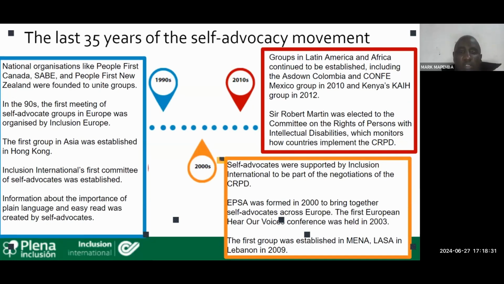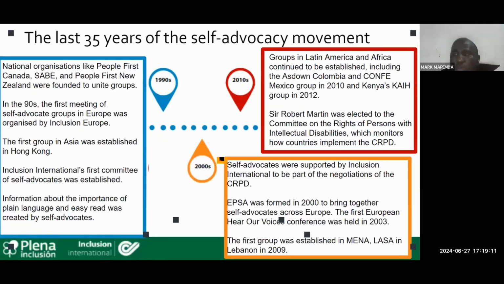Inclusion International's first committee of self-advocates was established. And information about the importance of plain language was created by self-advocates. Groups in Latin America and Africa continued to be interested, including the Down Colombia group in 2010 and Kenya's group in 2012.